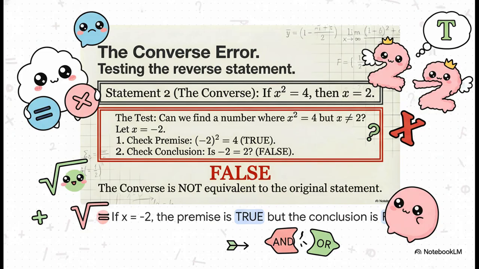And here's the proof that it fails. What if x is negative 2? The premise, x squared equals 4, is totally true. But the conclusion, x equals 2, is false. And there it is. We've found our killer combination, a true premise leading to a false conclusion. And based on our golden rule, that means the entire converse statement is false. They are not the same.